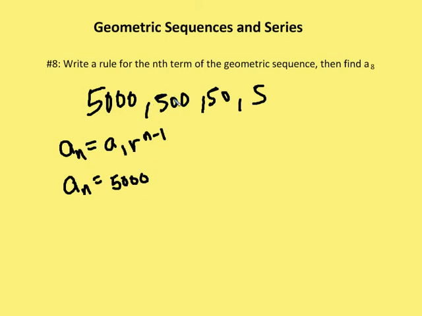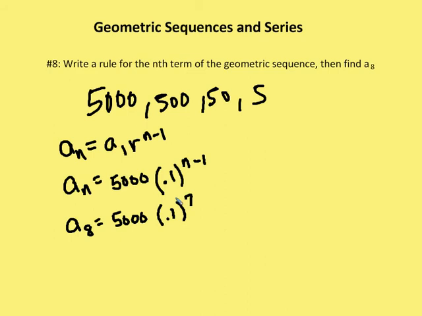times my common ratio, 500 over 5,000 is going to be 1/10, right? So it's not going to be 10 now, it's 1/10. Or I can say 0.1 to the n minus 1. So now I want to find out what a sub 8 is. A sub 8 is equal to 5,000 times 0.1 to the 7th.